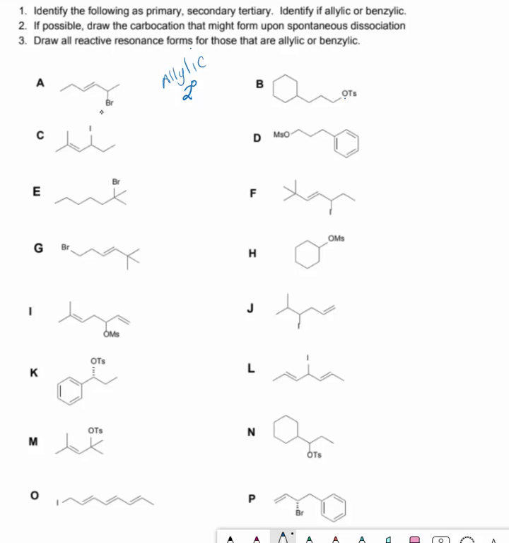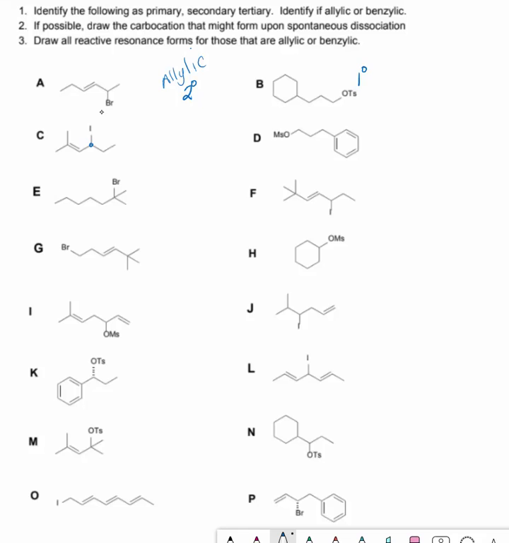For B, our heteroatom is out here, this OTS, and we'll talk about what that means later. But all you really need to do for this worksheet is notice that the carbon that it's bonded to is only bonded to one other carbon. That makes this a primary compound.